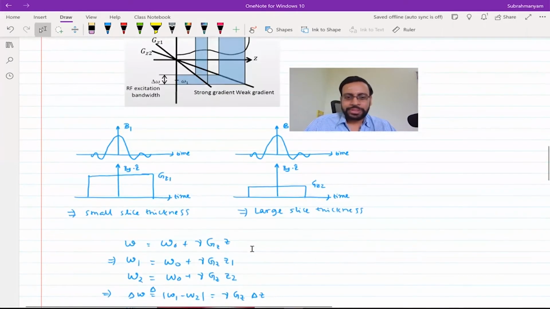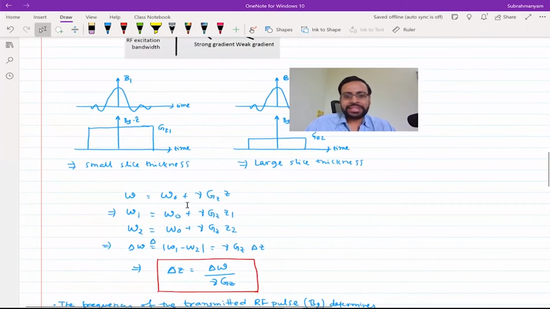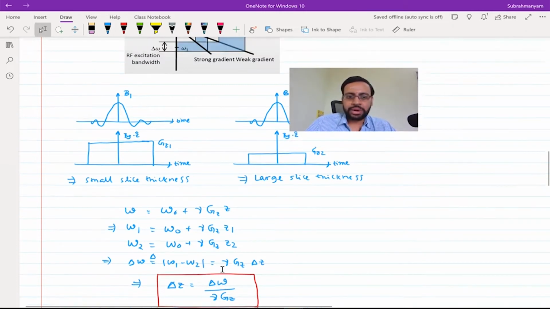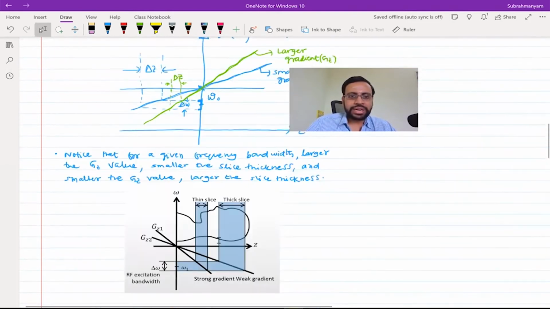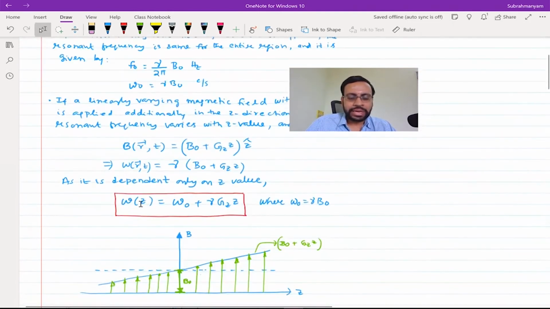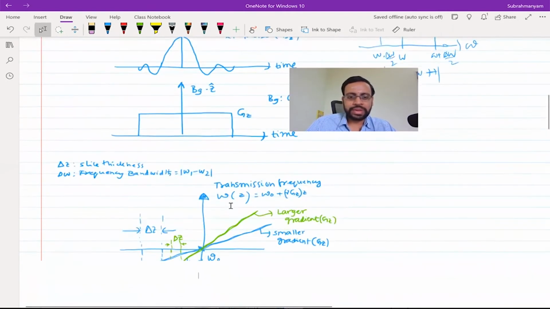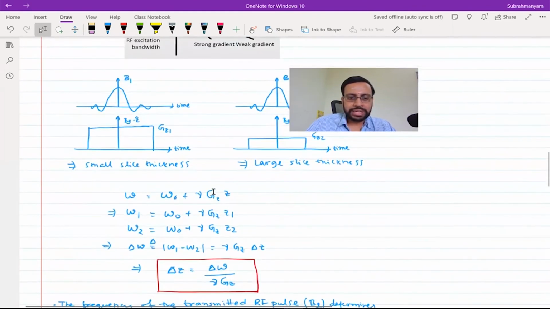Okay, good. This is a more rigorous way of looking at the relation between the slice thickness and the frequency bandwidth. How could I look at that? For example, we already know this relation, right? We have already done it. Omega is equal to omega naught plus gamma times Gz times z. Correct? That's where I'm starting from.